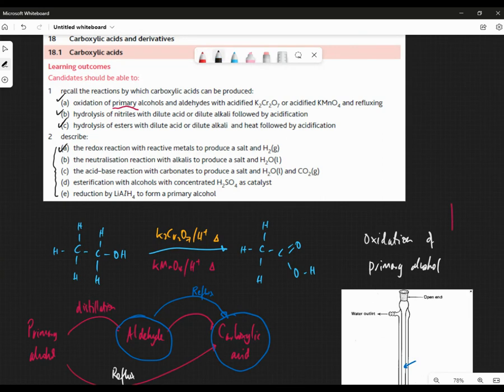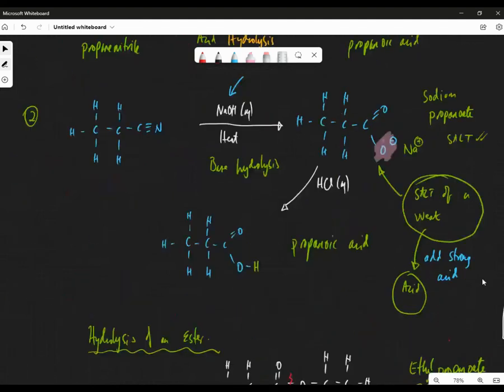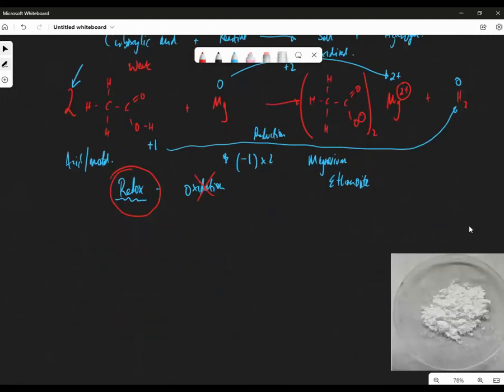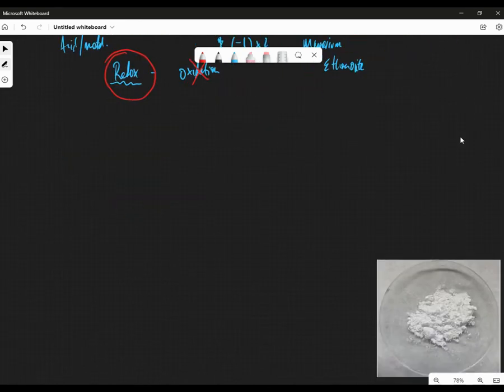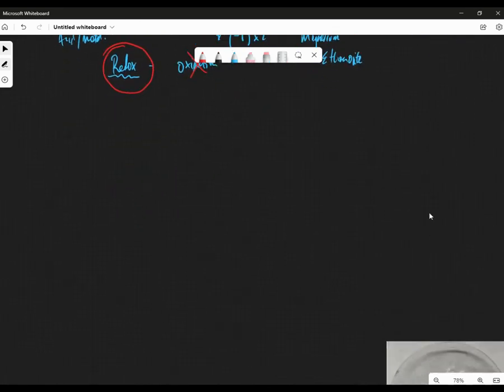Now, the neutralisation reaction with alkalis to produce salt and water, I don't think we should need to do that, because it's exactly the same as the redox reaction with the reactive metal, but instead the alkali takes the proton and you get salt and water. Actually, let me look at these two quickly in one, because we can knock these off relatively quickly. So let's do a neutralisation, and then let's do the reaction with the carbonate. First of all, the neutralisation. What's a neutralisation?